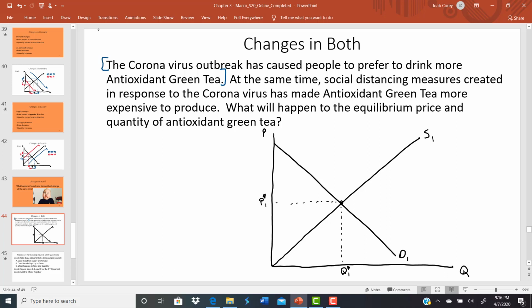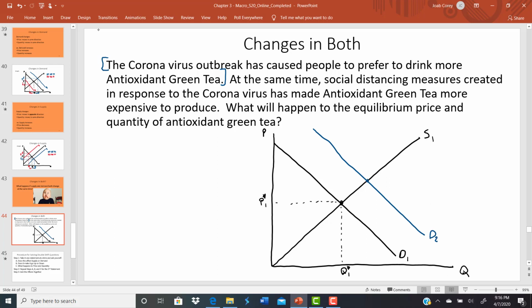So think back to your shifters of demand and your shifters of supply. This looks like a change in consumer tastes and preferences to me, which is definitely something that's going to shift the demand curve. So now that you've figured out that's going to affect demand, is this going to make demand go up or down? Well, it looks like people prefer to drink something more. It's going to be an increase in demand. So that's going to be a shift to the right of the demand curve. We'll call that D2.